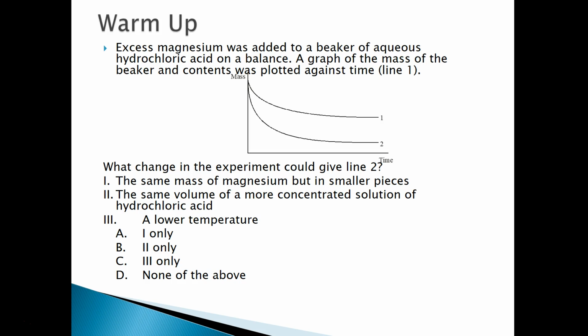Number 1 says the same mass of magnesium, but in smaller pieces. Using smaller pieces would give us a faster rate, but if we're using the same mass, then we'll produce the same amount of product that we produced in line 1. So it's not going to be choice 1.